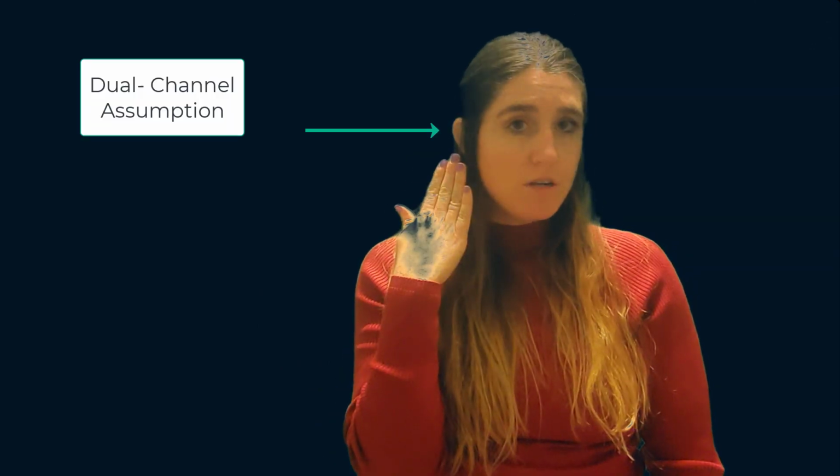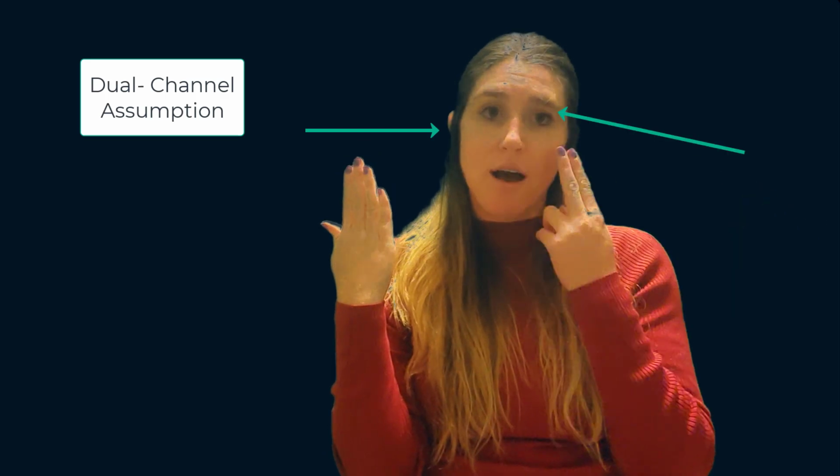The first assumption is what is called the dual channel assumption. This is assuming that your ears process one channel, at the same time your eyes process another channel. And since this theory is all about how words and pictures process together, this theory is super important.